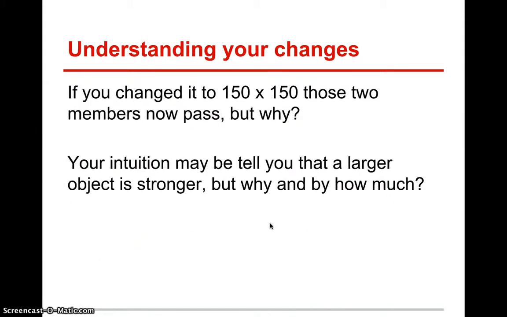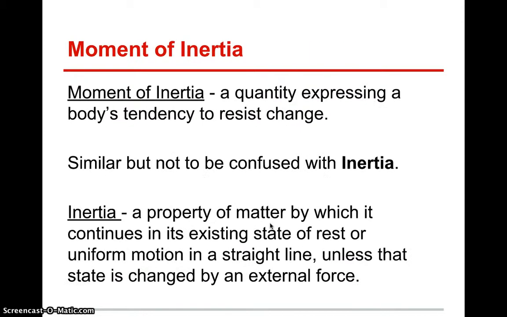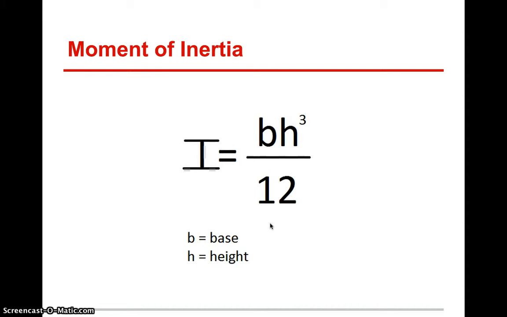Now, if you change it to 150 by 100, those 2 members now pass, but why? Your intuition may tell you that a larger object is stronger, but why and by how much? Which leads to this, the moment of inertia, a quantity expressing a body's tendency to resist change. Similar but not to be confused with inertia, which is a property of matter by which it continues in its existing state of rest or uniform motion in a straight line unless the state is changed by an external force. And that's the equation there. We're just showing you that. That'll make more sense the older you get. All right.